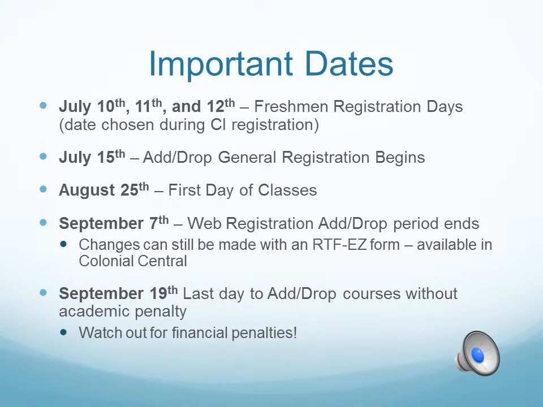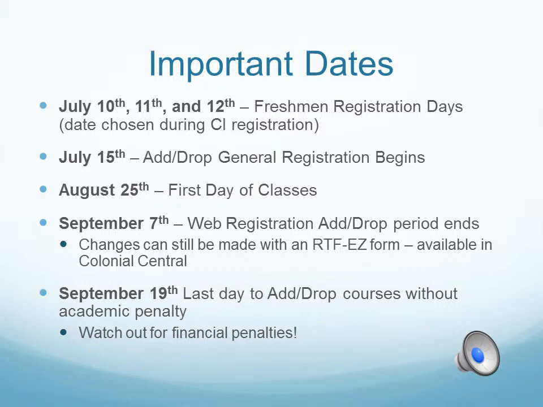Here are some important dates to remember. The freshman registration dates are July 10th, 11th, and the 12th. You selected your date of registration when you registered for CI. Pay attention to the time that registration begins on each individual day. You'll want to be ready right when registration begins.